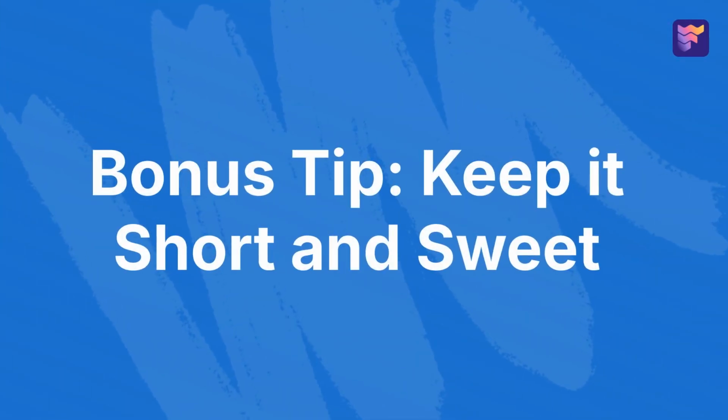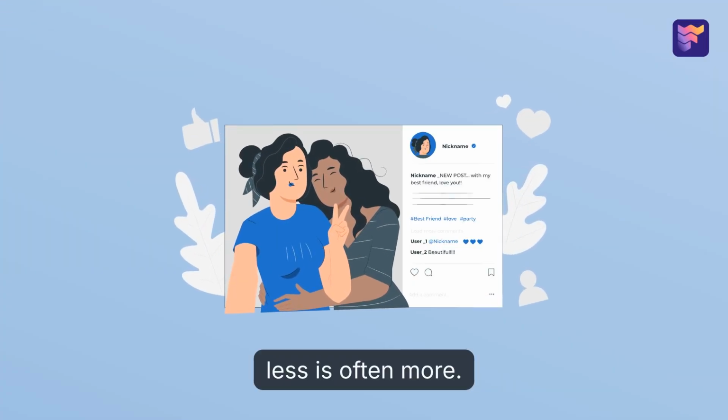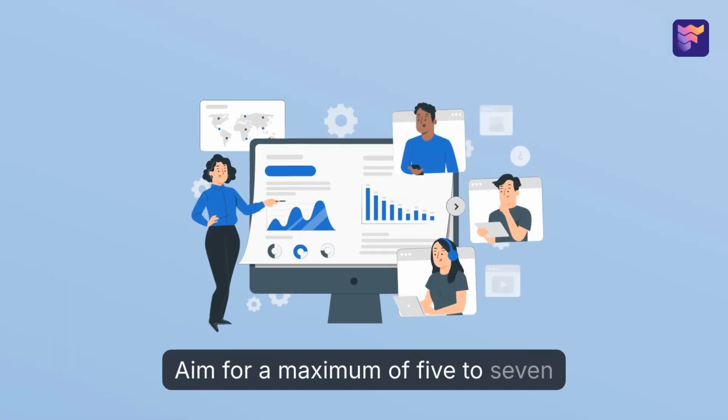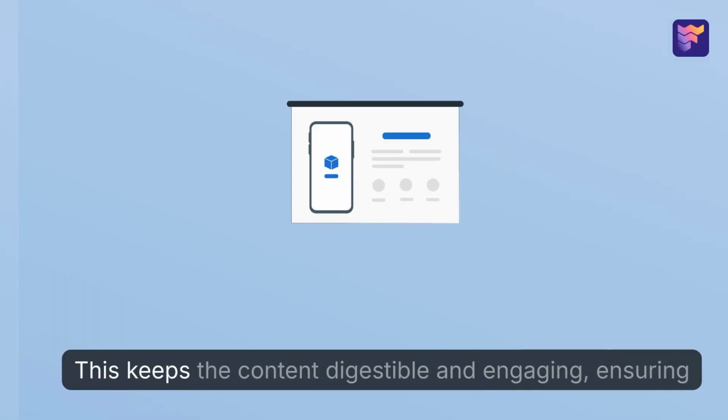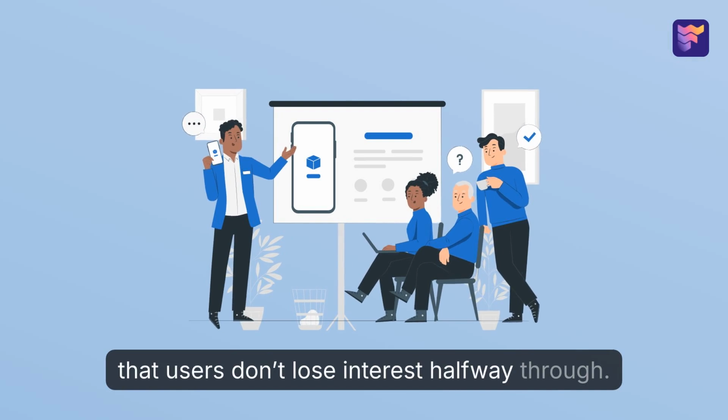Keep it short and sweet. While carousels can include up to 10 slides, less is often more. Aim for a maximum of 5 to 7 slides. This keeps the content digestible and engaging, ensuring that users don't lose interest halfway through.